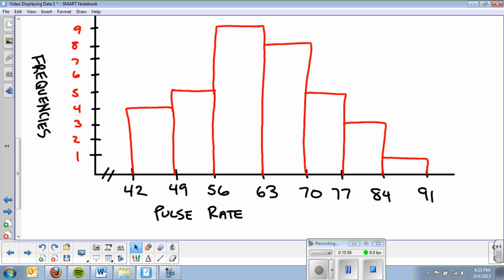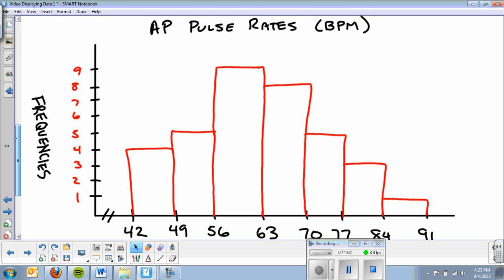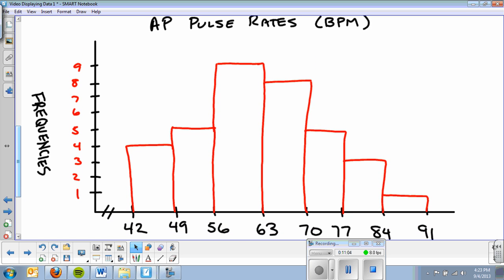Boom. And there is my histogram. Again, it's like a bar graph. The main difference is you can see here the bars are touching. You have to have your bars touch because, as I said before, this is like a number line. There are no gaps. Okay? Very good. Looks beautiful.